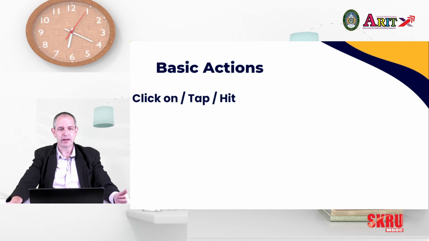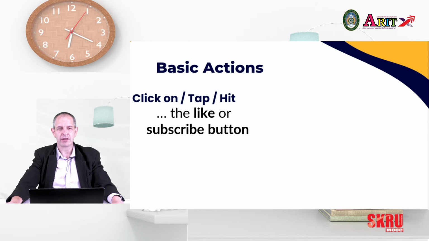So let's take a look at some basic actions that people do online. So here we have click on, tap, and hit. And we often use these when we say the like button or the subscribe button. Click the like button, tap the like button, hit the subscribe button. Now, click on, tap, and hit all have similar meaning. The difference is click on is usually used with computers, where tap and hit have to do more with tablets and smartphones.